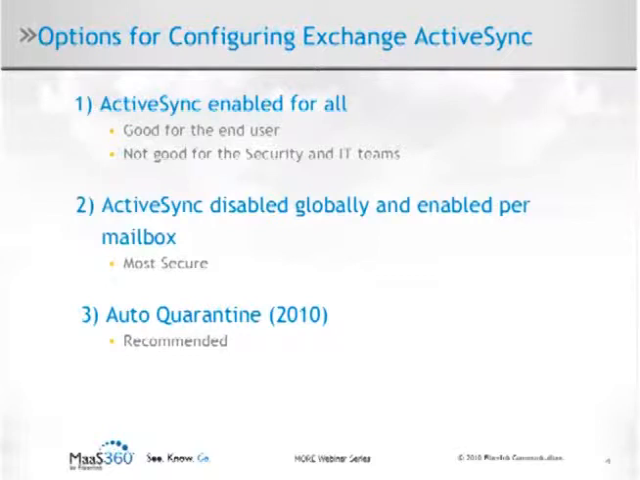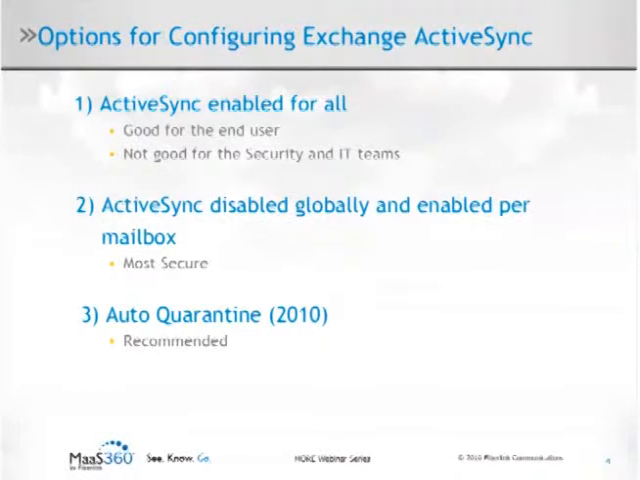Sure, the user is going to love this because they don't have to go through any approval process or anything like that. However, the security and the IT team isn't really going to like that too much. So the second option is where ActiveSync is actually disabled globally and then enabled per mailbox. So the Exchange administrator would have to go in to each user's mailbox and allow Exchange ActiveSync when that is requested or desired. So this one is definitely the most secure.